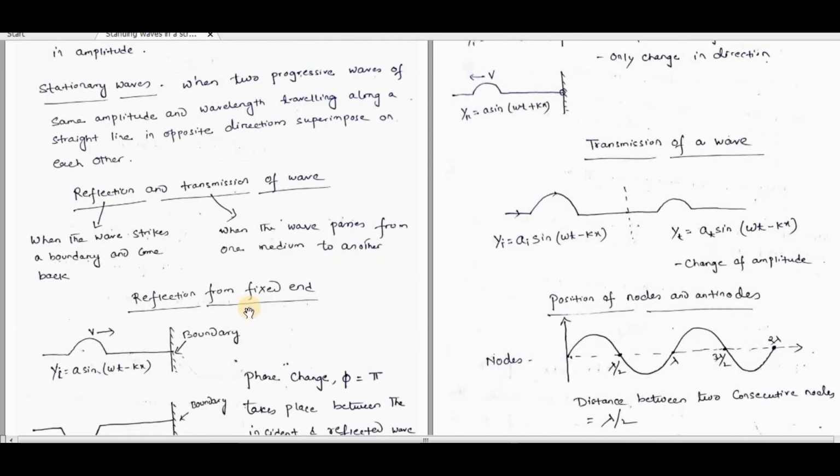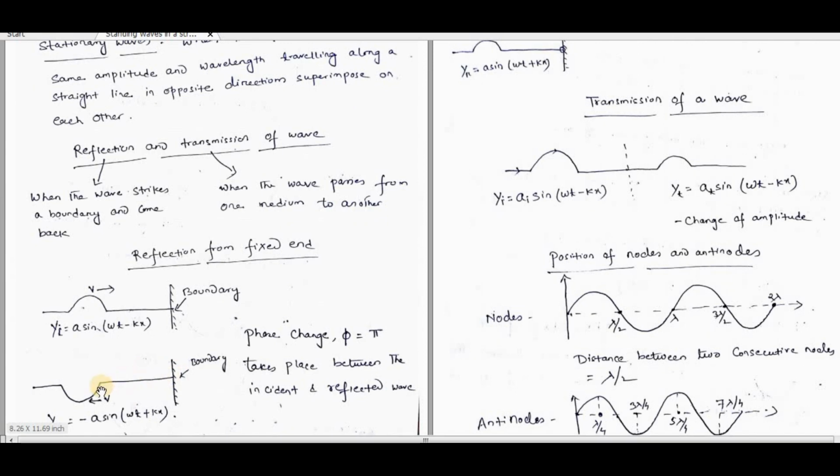Now this is the diagram of how a wave can behave in case of reflection. For example, this is an incident wave traveling with velocity v in this direction. The incident wave is represented by this equation: yi is equal to a sin(omega t minus kx). It is striking the boundary. After striking, it is returning back with velocity v in the opposite direction.